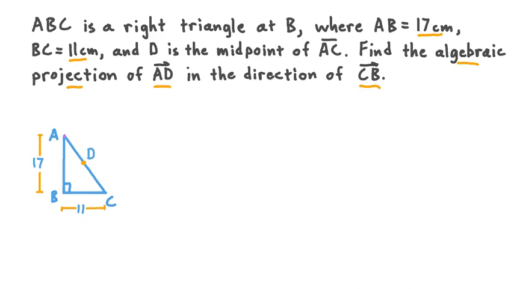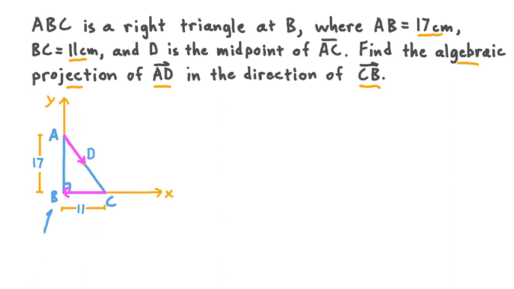This is a vector that starts at point A and ends at point D, and likewise, CB is a vector that starts at point C and ends at point B. So the idea is we want to solve for the algebraic projection of this vector onto this one. To begin figuring this out, let's first solve for the components of these two vectors.